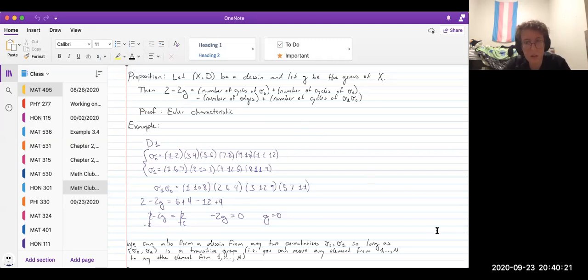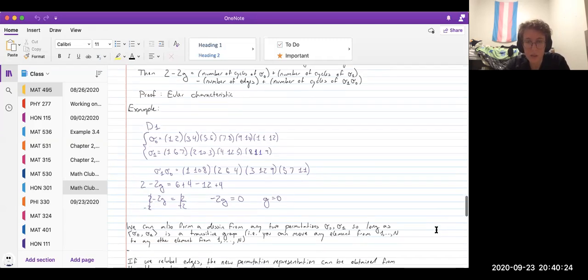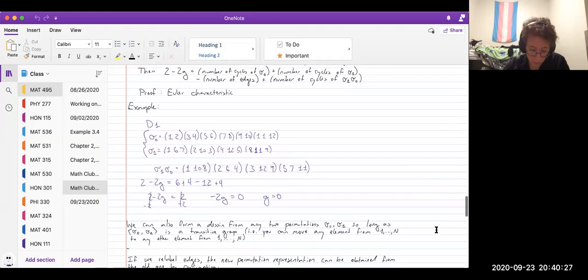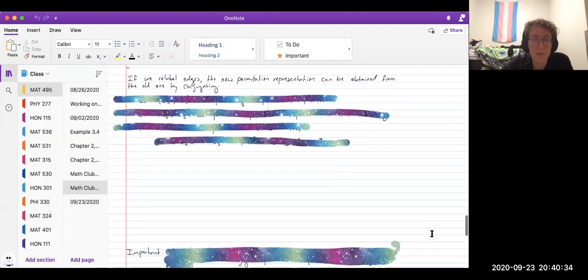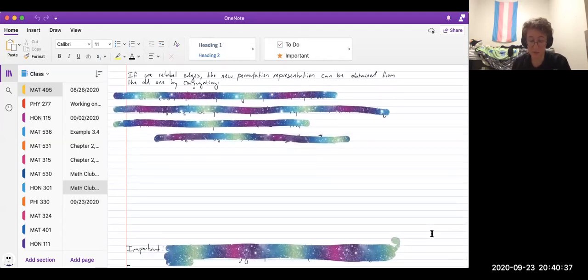Okay, I'm going to just kind of, I'm almost at the end here. There's one more thing I want to point out, and then I'll wrap up. One interesting fact is that if we label the edges differently, you can get back the same permutation representation just by conjugating, which basically means that even if you relabel the edges, the permutation representation is essentially the same.